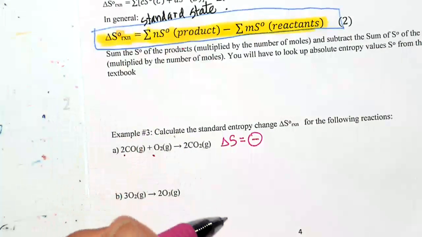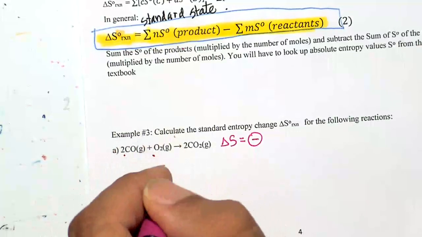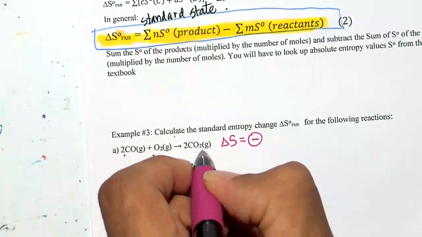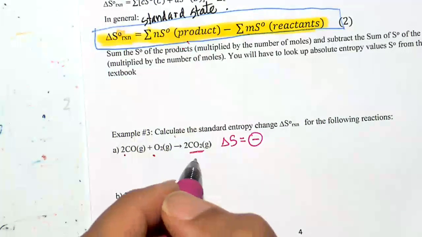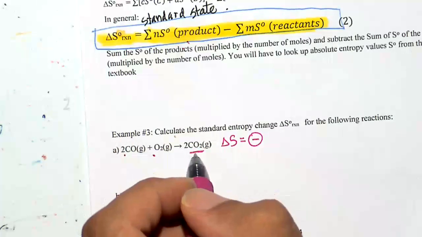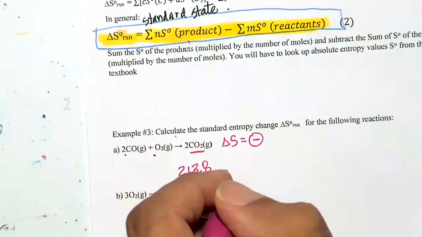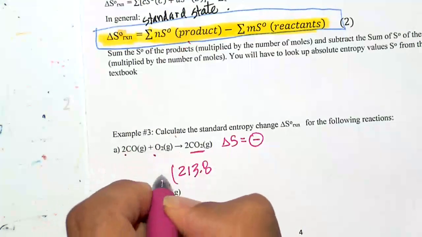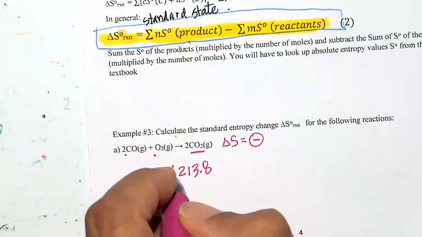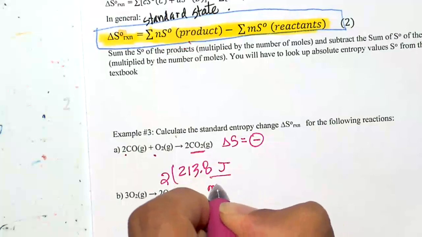So what is CO2 gas, Allison, from our table? Sum of the products, CO2 is 213.8. Sum of the products minus sum of the reactants. So the product is CO2, so 213.8. That's for 1 mole. How many moles do we have? Multiply this by 2. What are the units, by the way? Joules over Kelvin mole? Joules over Kelvin. All right, thank you.